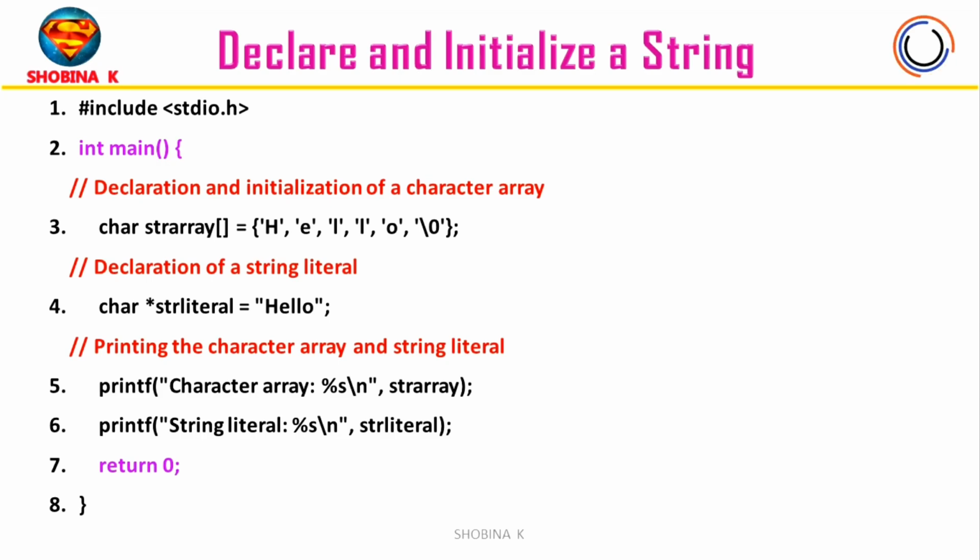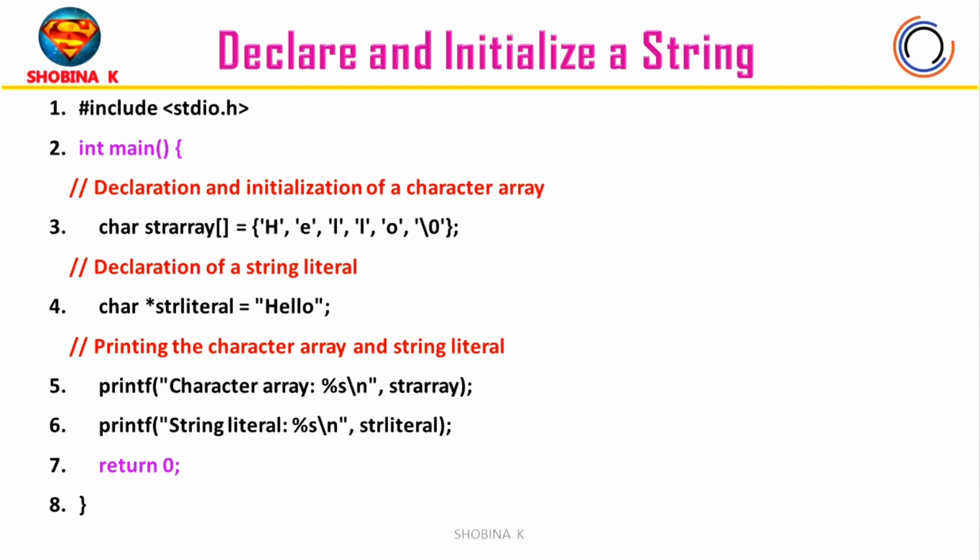In the next line, we declare and initialize a character array, which is named str array. The array is initialized with the characters HELLO followed by the null terminator. This sequence of characters forms the string hello. In the next line, we declare a pointer to a character named str literal. The pointer is assigned the memory address of the string literal hello.